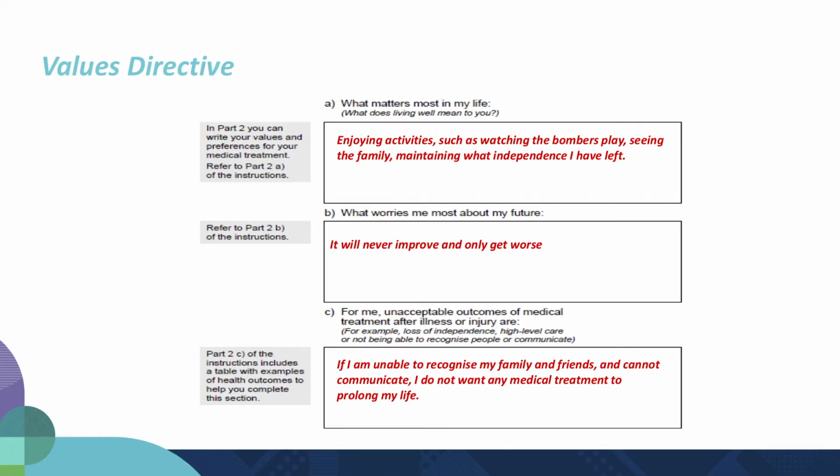And these are the kinds of things that someone might write in a values directive. So, you know, what matters most in life, family, independence, being able to do things that bring me joy, what worries me most about my future, that, you know, my condition is only going to get worse, it will never improve, and what are unacceptable outcomes of medical treatment. So, you know, if I'm not able to recognise my family or I'm not able to communicate with them, then I wouldn't want medical treatment that would prolong my life. Those are the kinds of things that someone would write in a values directive.